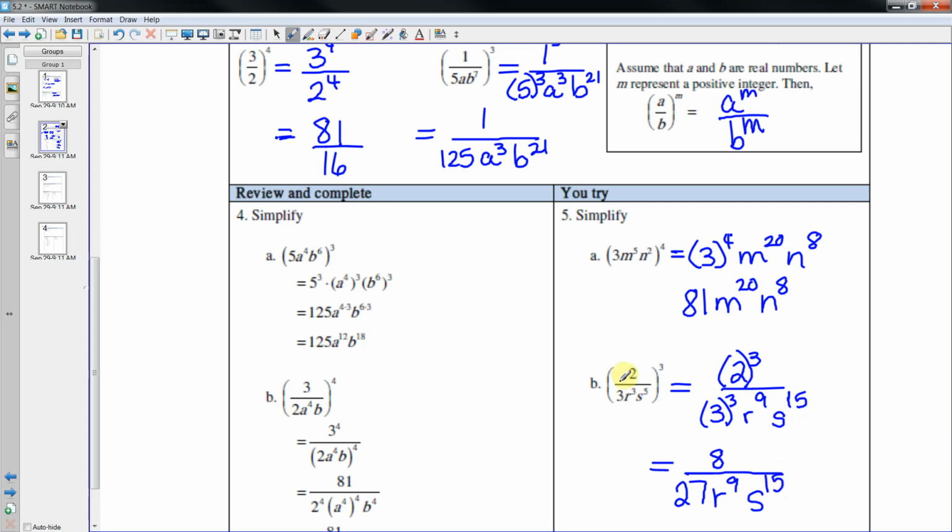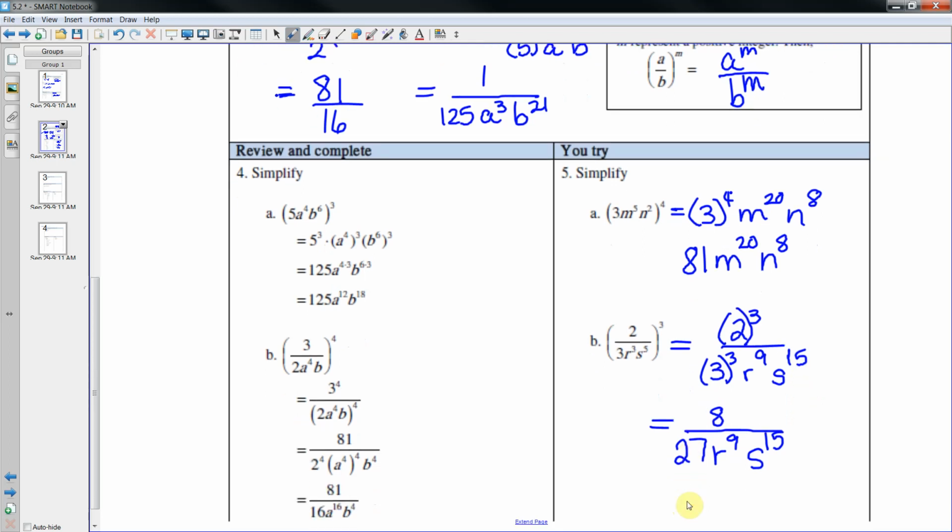Okay, hopefully you took the 3rd power that's on the outside with everything that's on the inside, so 2 cubed, we'll figure that out in a second. On the denominator, I'm going to have 3 cubed. R to the 3 times 3 is 9. S to the 5 times 3 is 15. So 2 cubed is 2 times 2 times 2, which is 8. 3 cubed is 3 times 3 times 3, which is 27. R to the 9th, and then S to the 15th on the bottom.